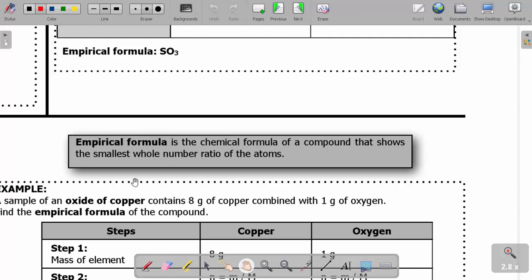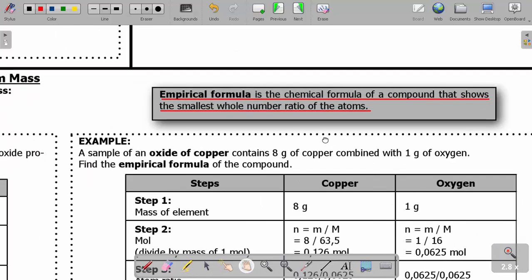Now, what is the empirical formula actually? They can ask you to define it. The empirical formula is the chemical formula of a compound that shows the smallest whole number ratio of the atoms. What will you say? Empirical formula is the chemical formula of a compound that shows the smallest whole number ratio of the atoms. Hope we are together. Let us look at some more examples to make this more understandable.